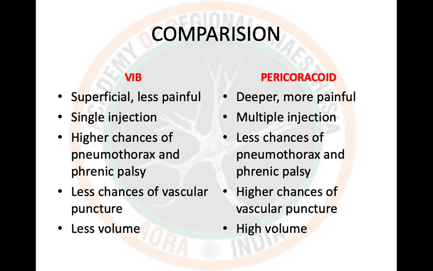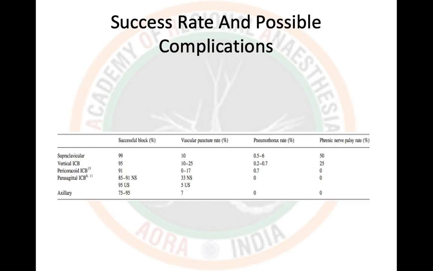With VIB there are higher chances of pneumothorax and phrenic nerve palsy, while with pericoracoid there are fewer chances of pneumothorax and phrenic nerve palsy, but it can happen if you are going for multiple injection. There are chances of pneumothorax with the pericoracoid approach also. With VIB, less chances of vascular puncture because you are doing a single puncture, but with pericoracoid there are higher chances because you are looking for multiple responses. VIB, as I said, requires less volume, 20 ml is enough. For pericoracoid you require 30 to 35 ml of LA.